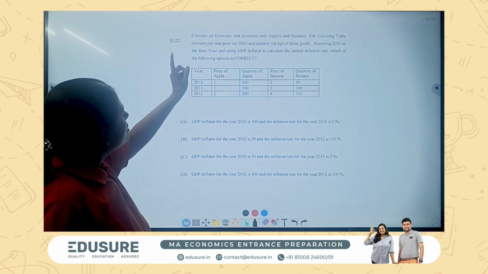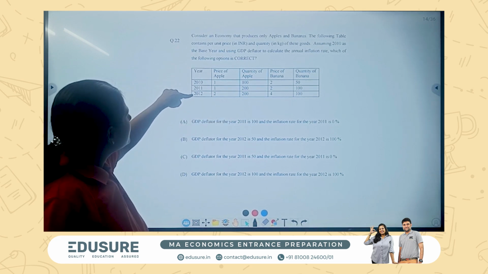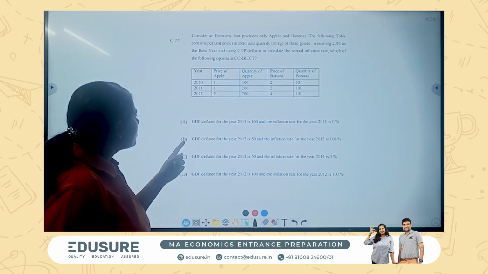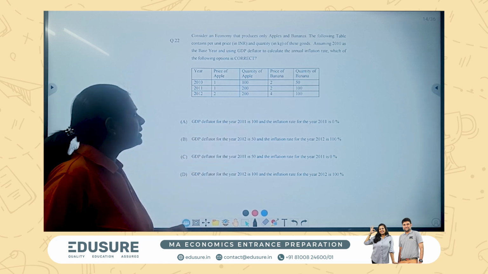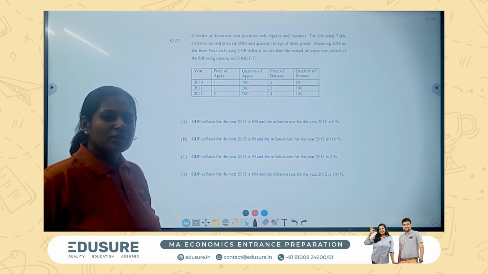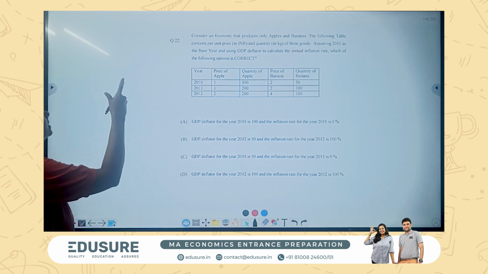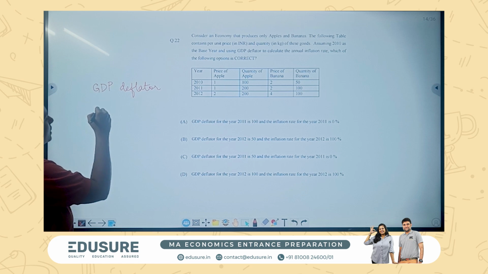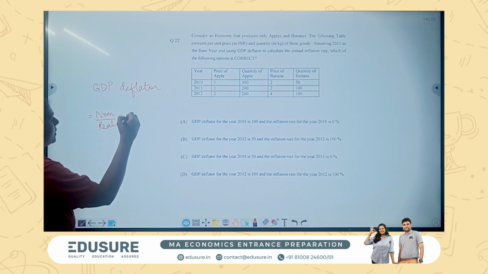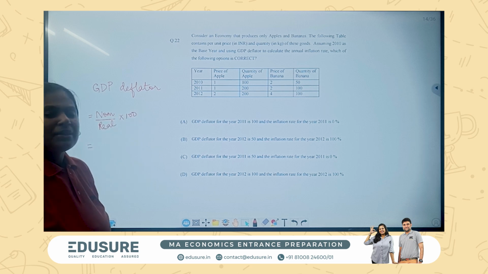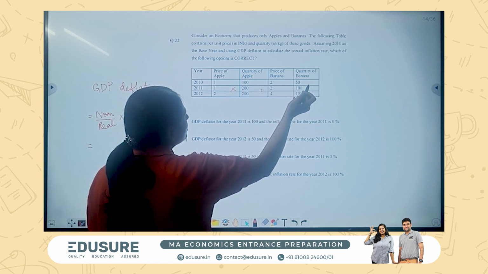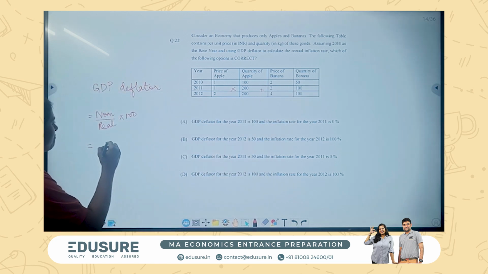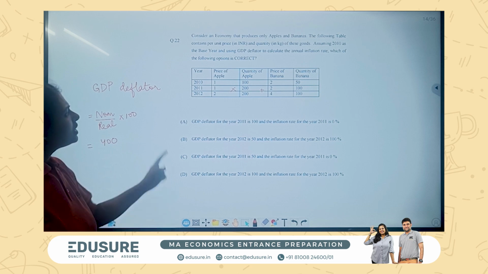Question 22. So this is an economy with 2010, 11 and 12 prices and quantities of apples and bananas. We have to find what happens to the GDP deflator for 2011 and what's the inflation rate for 2011. So let's first find out the GDP deflator for 2011. The formula for GDP deflator is the nominal GDP divided by the real GDP into 100. So let's find out the nominal GDP for 2011. That's going to be 1 into 200 plus 2 into 100. So 200 plus 200, that's going to be 400. That's the nominal GDP for 2011.